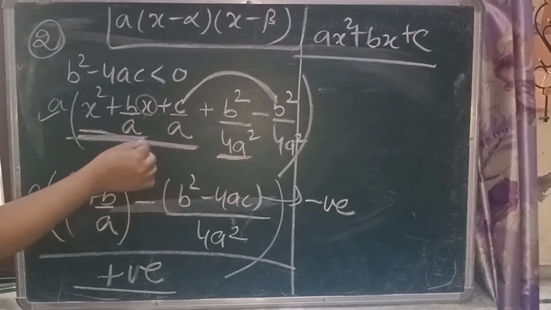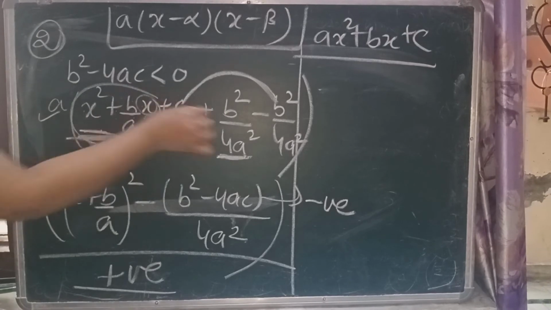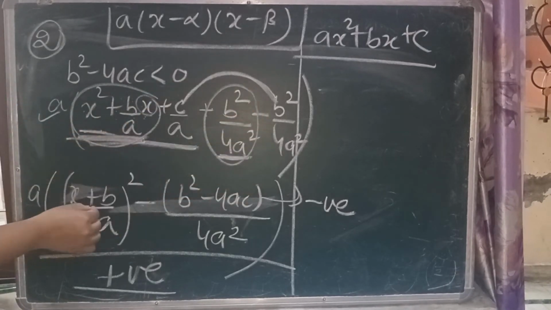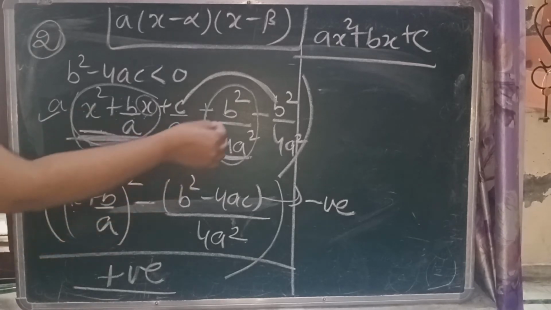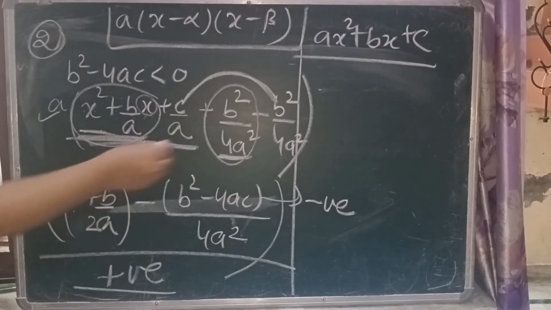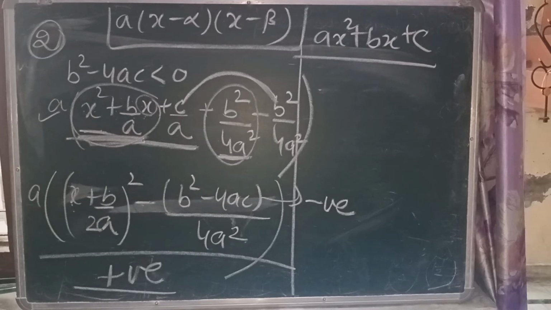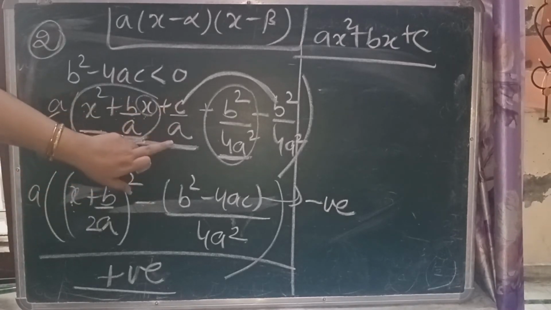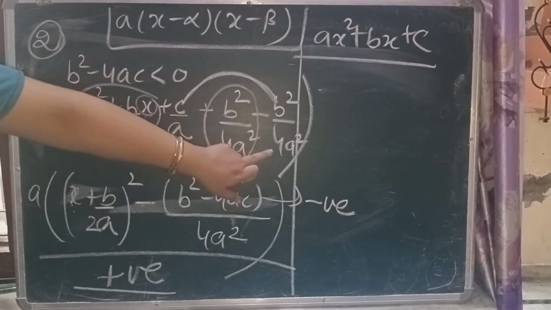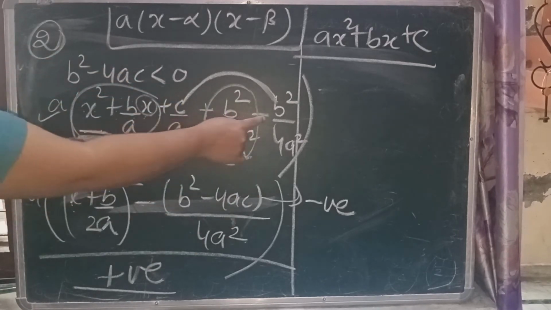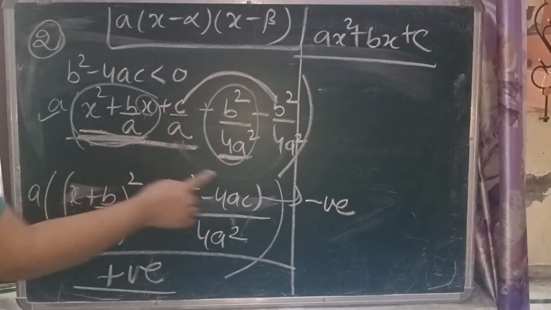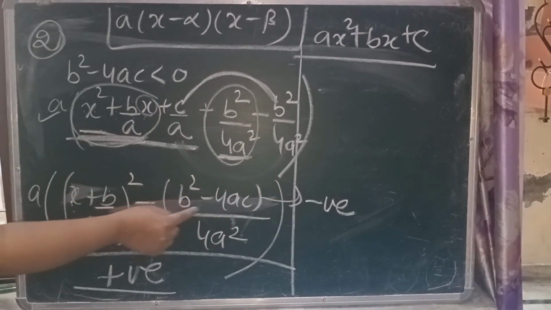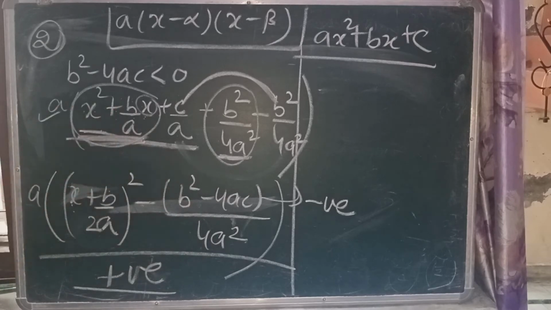These three terms together became x plus b upon 2a whole square. So it's first term square plus second term square plus 2 into first term into second term. Now if you see the c upon a and minus b square upon 4a square, I have taken minus outside, then I took LCM, it is 4a square. So the term came b square minus 4ac upon 4a square.